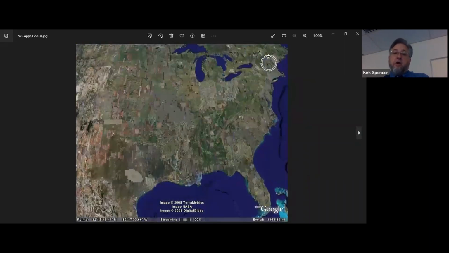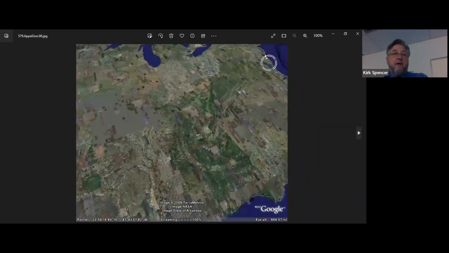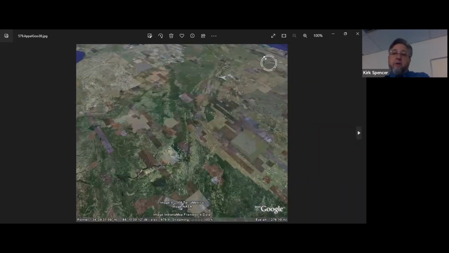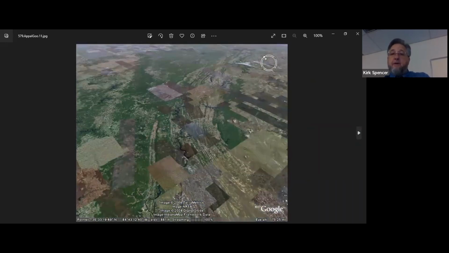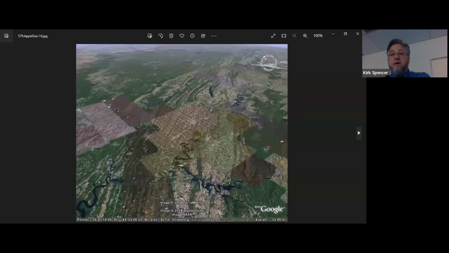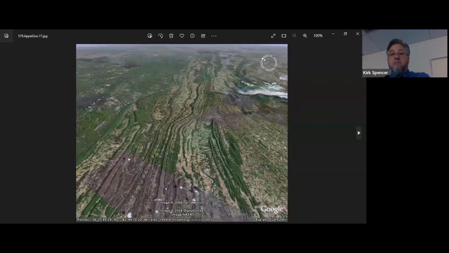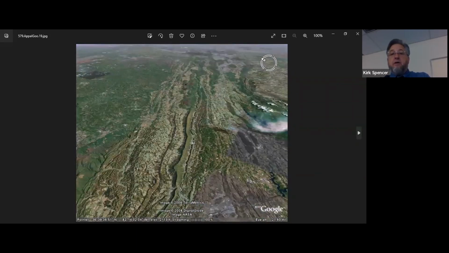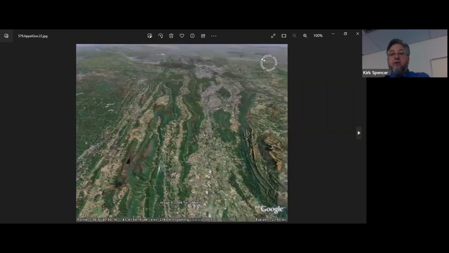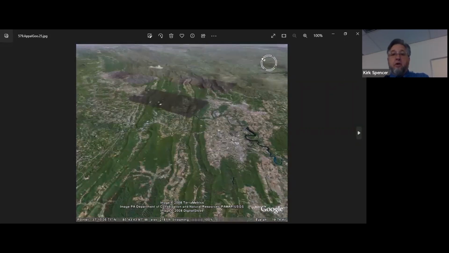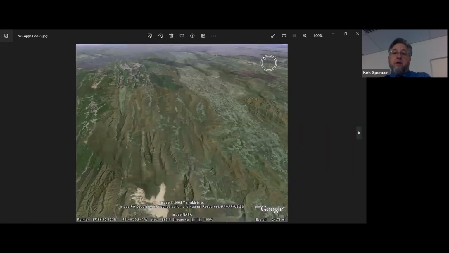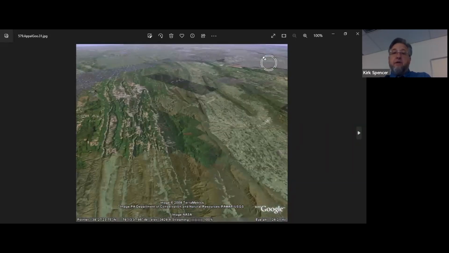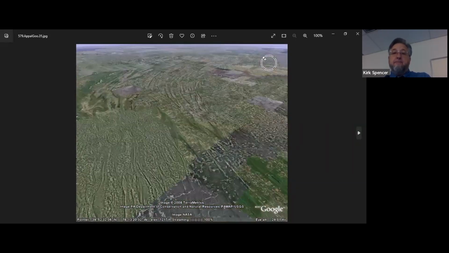All right, so with Google Earth, I can take you down and actually show you the Smokies there, and then travel northward. You're looking at dissected folds in the rock, and then up into the Appalachians.